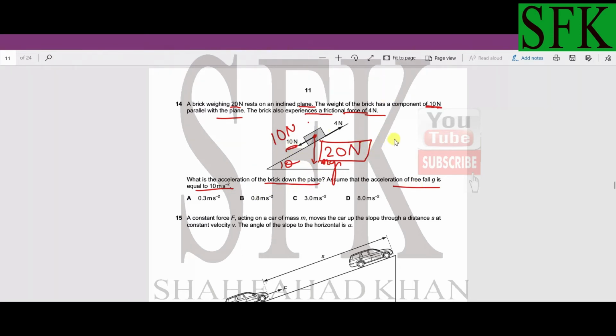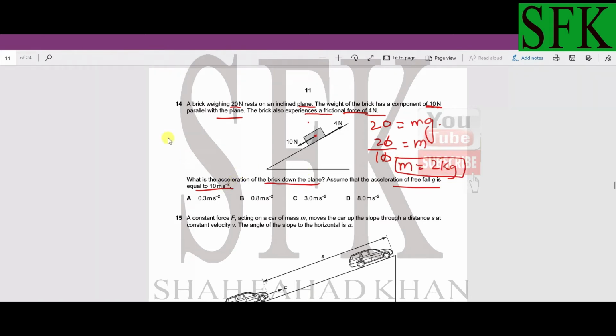To calculate the acceleration, the formula is pretty simple. First of all, we know the weight of the brick, so we can calculate the mass of the brick from it. We know that weight is 20 Newton, so 20 is equal to mg, and the mass is going to be 20 upon g. g is 10 as given in the question. The mass of the brick is 2 kg.